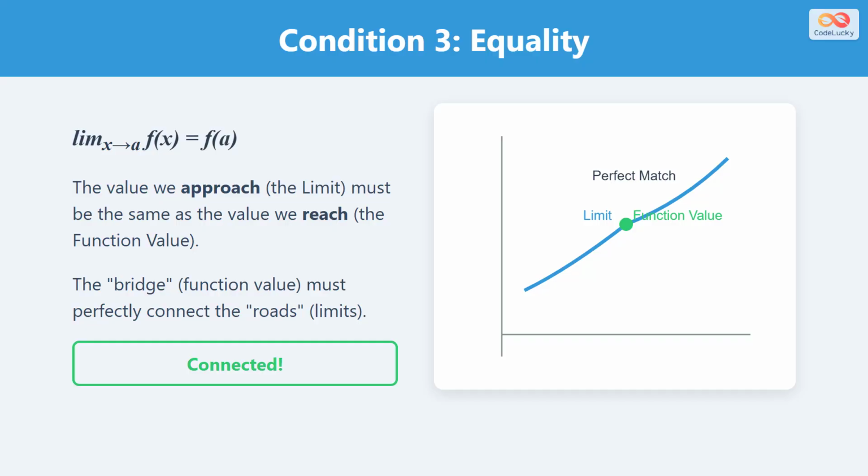The third and final condition is the connection. The limit must equal the function value. Think of the limit as the road and the function value as the bridge. The road must lead exactly to where the bridge is built. If the limit exists and the point exists, but they are at different heights, the function is still not continuous.